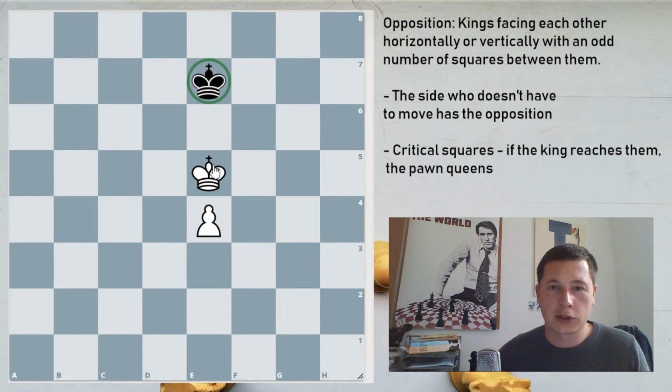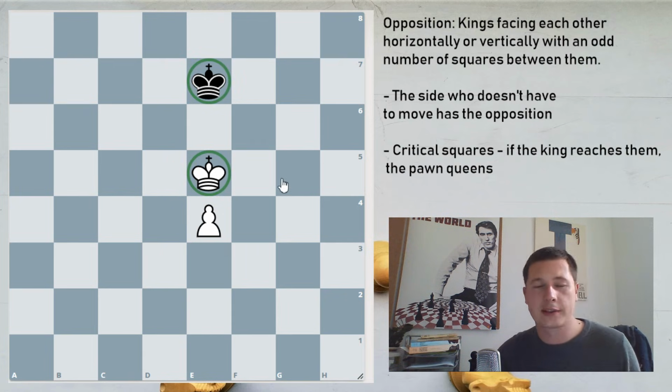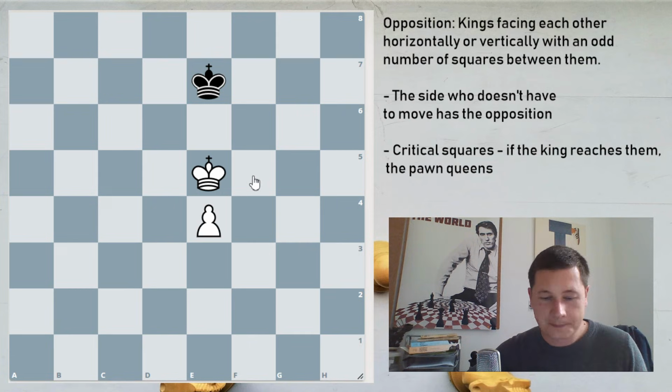If we remember what the opposition is, we have two kings facing each other with an odd number of squares. The side that has the opposition is the side that doesn't have to move, which means that in this position, if it's black to play, black doesn't have the opposition. If it's white to play, white doesn't have the opposition, which means if it's black to play, black is losing, and if it's white to play, it's a draw, and we are going to see how. First, let's look at what happens if it's black to play.